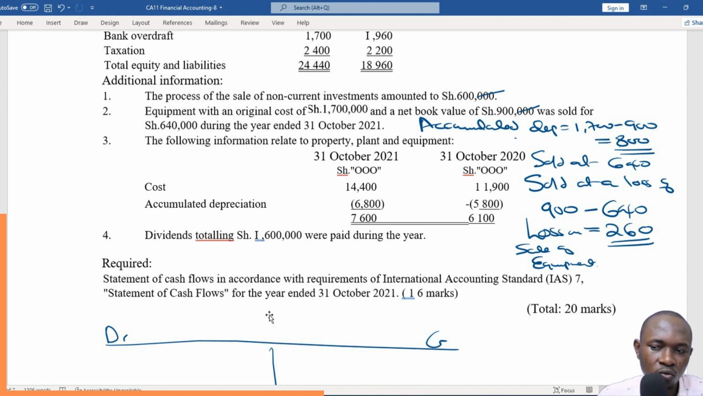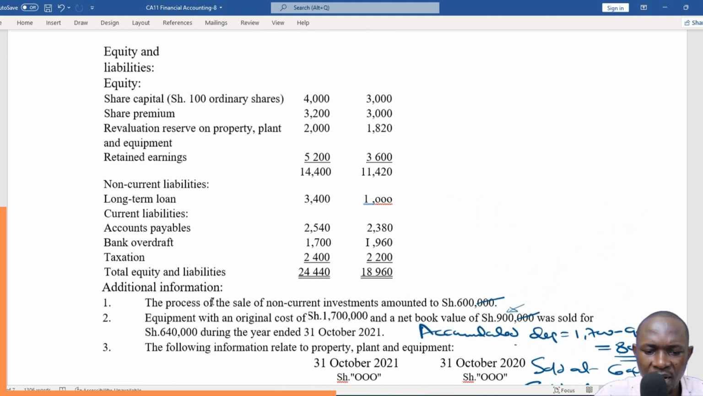Accumulated depreciation is 1.7 minus its book value at that particular time, 900. So balance is 800. And then it was sold at 640 instead of 900, which we've been told was its net book value. So it means it was sold at a loss of 900 minus 640, which is 260. So 260 becomes loss on sale of equipment. Keep that information. We will use it later. Okay. And I think we are done with number 2.